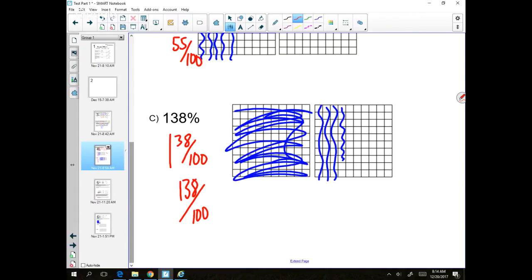All right? The decimal for this one was 1.38 because this tells me I have a whole. I got one whole thing shaded in. This next part tells me I have 38 hundredths of the next one shaded in. That's how I get 1.38. All right? That is the answers to the first part.